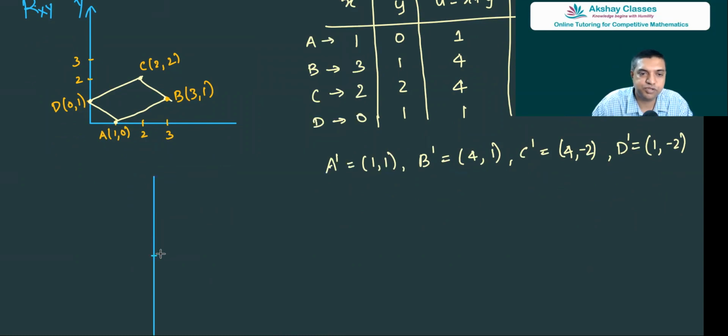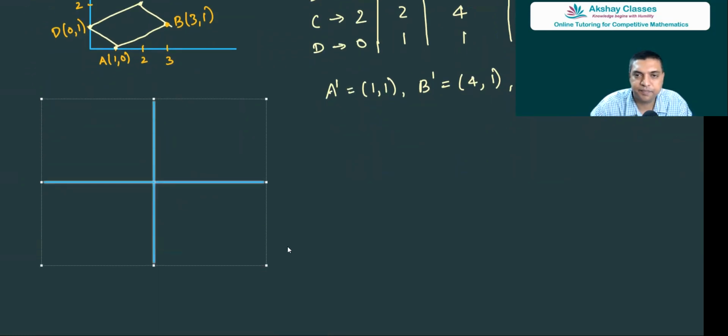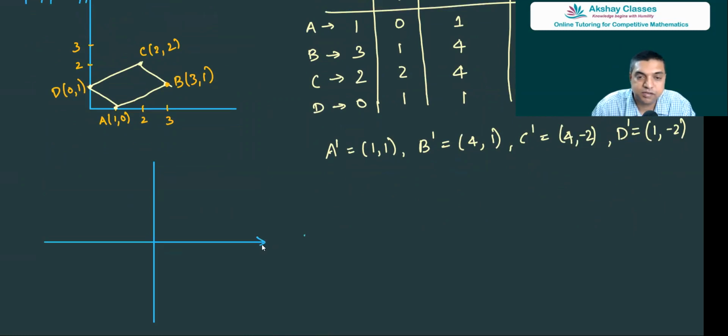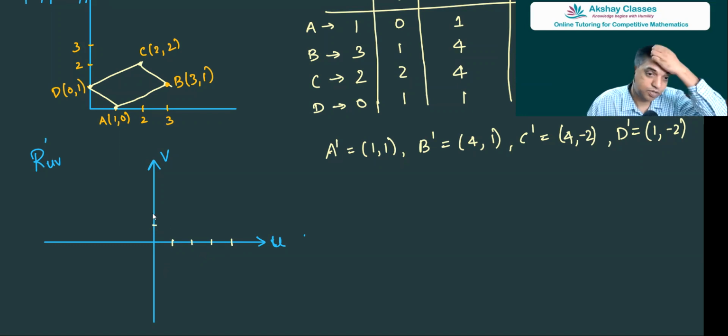You have negatives also, so let us plot like this. This is U, this is V, this is R'(u,v). A' is (1, 1). So 1, 2, 3, 4, and 0, 0, 1, 2, 3, and minus 1, minus 2, minus 3.